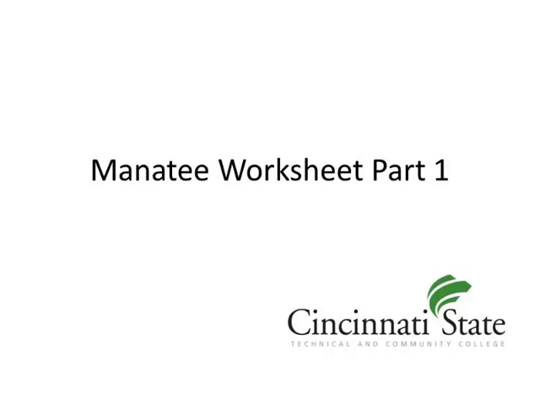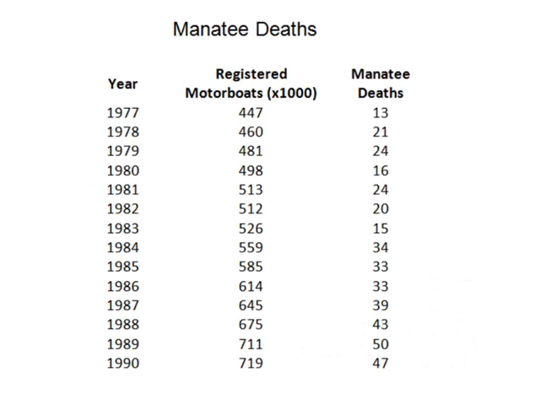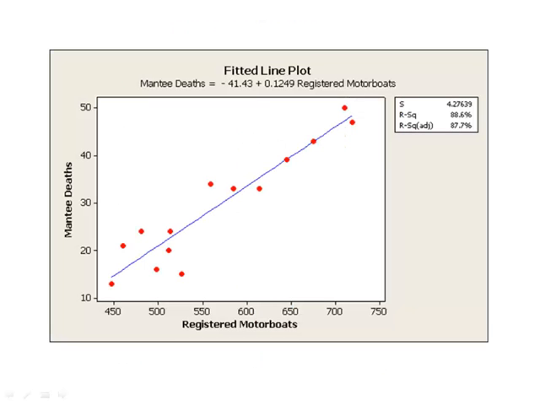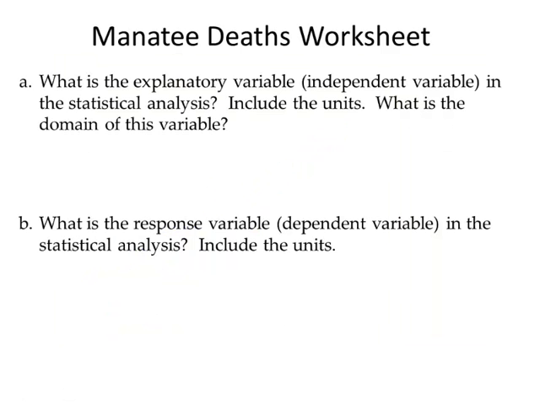In this video, we are going to complete the Manatee's death worksheet. If you recall in the previous video, we looked at the relationship between the number of registered motorbolts and manatee deaths. We also constructed a scatter plot, we computed the value of R, and we computed the line of best fit, sometimes called the least squares regression line, to model this bivariate data. So let's begin with the worksheet.